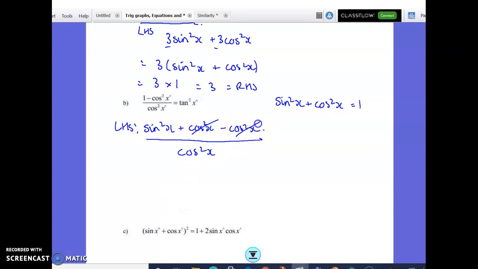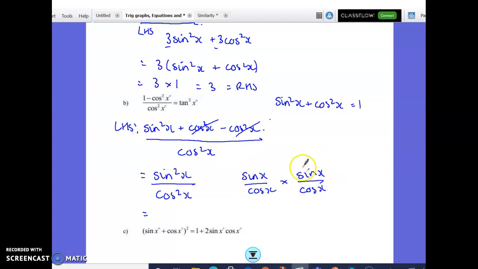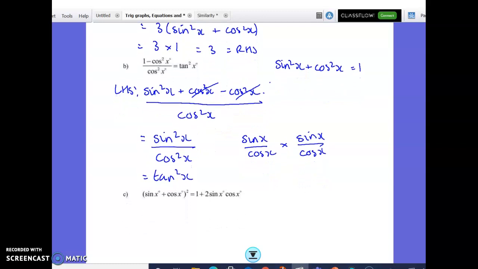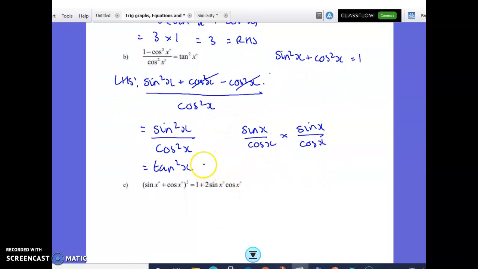Now cos squared x minus cos squared x, they cancel out. That leaves me with sine squared x over cos squared x. Sine over cos is tan. This is just sine x over cos x times sine x over cos x. So it's just tan x times tan x. So it is just tan squared x, which is again equal to my right-hand side.